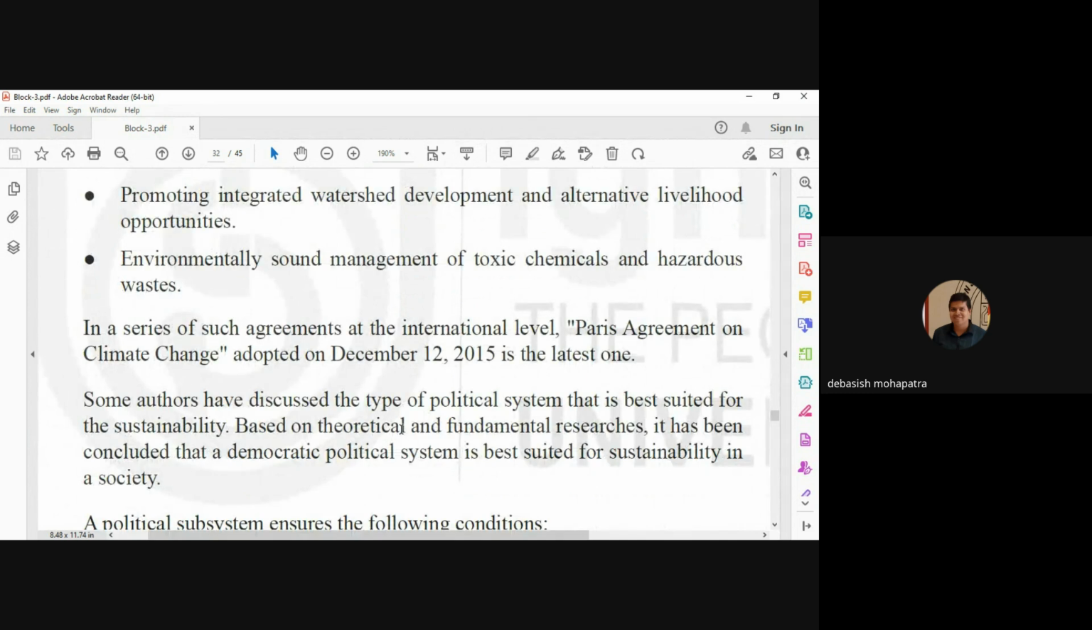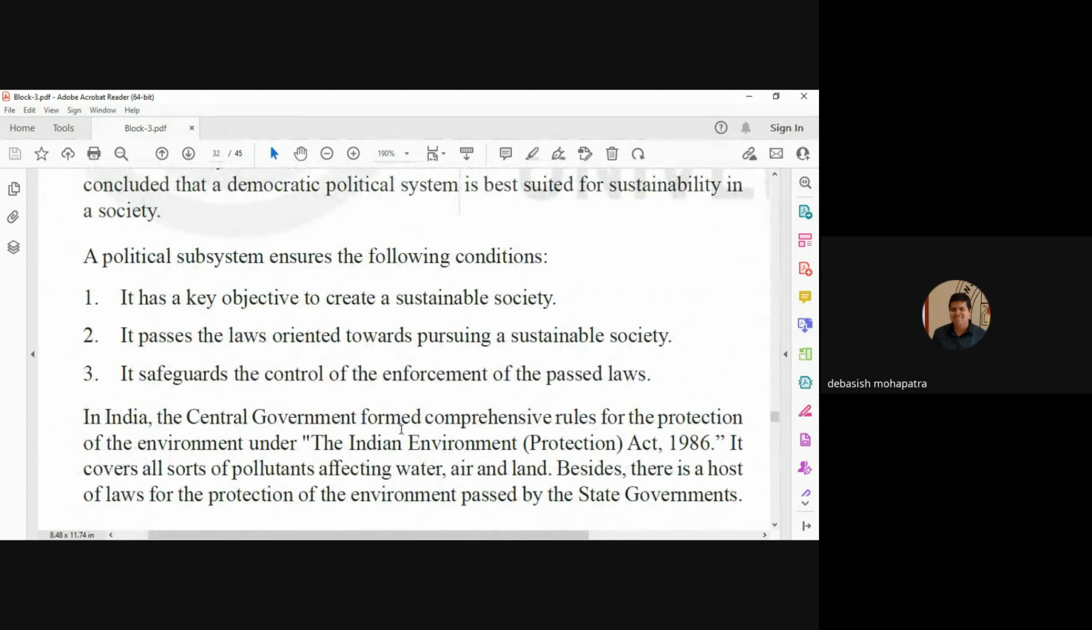So in a series of such agreements at the international level, the Paris Agreement on Climate Change, adopted on December 12, is the latest one. The political subsystem ensures the following conditions. It has a key objective to create a sustainable society. It passes laws oriented towards pursuing a sustainable society. It safeguards the control of enforcement of past laws.